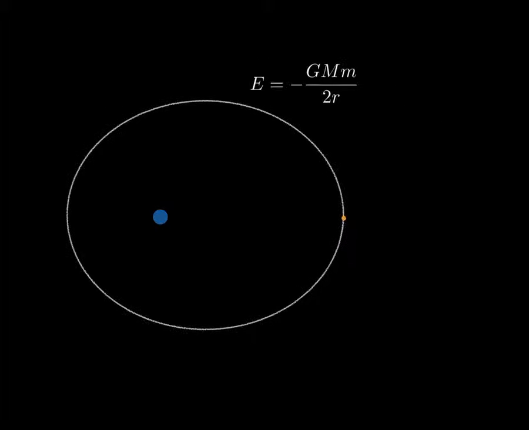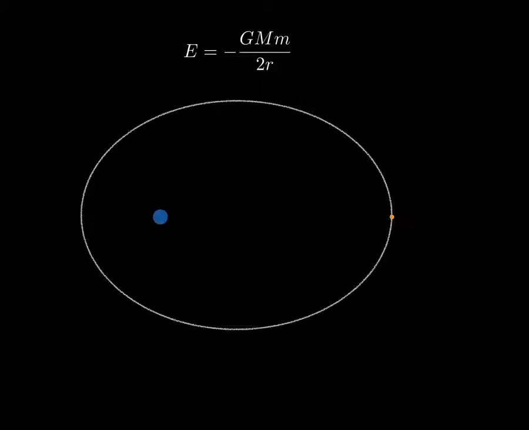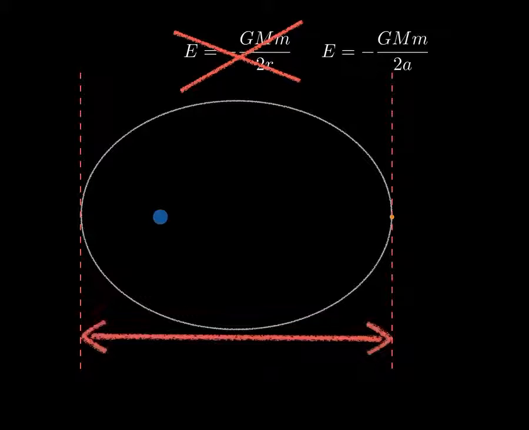Okay, so what happens if we change things a little bit and we have an elliptical orbit? Well, it's beyond the scope of this course to derive this equation, but it turns out that the mechanical energy for an elliptical orbit looks very much like the mechanical energy for a circular orbit. Simply substitute in a for r, and you have the mechanical energy for an elliptical orbit. And just as a reminder, 2a is the major axis of the ellipse for the orbit.